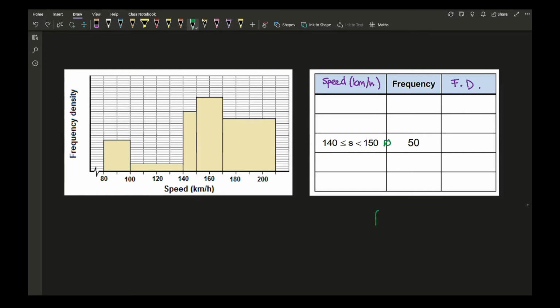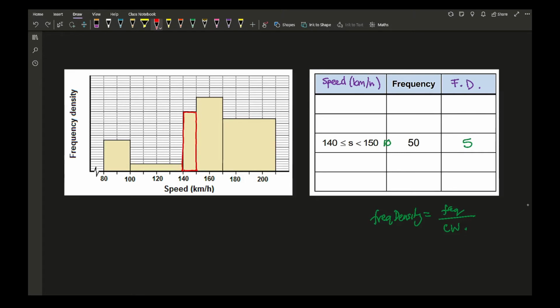then working out the frequency density, if you remember from the previous video, is the frequency divided by the class width. So that's going to be 50 divided by 10, which is 5. So that means that this bar here, if I just highlight it in red, so the 140 to 150 needs to be 5 up.